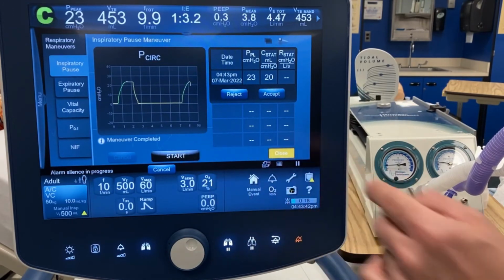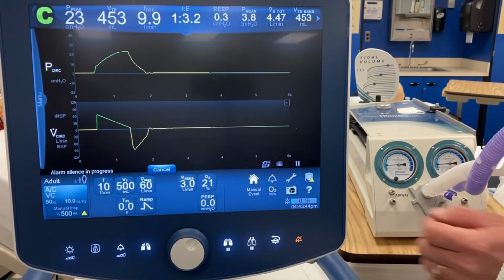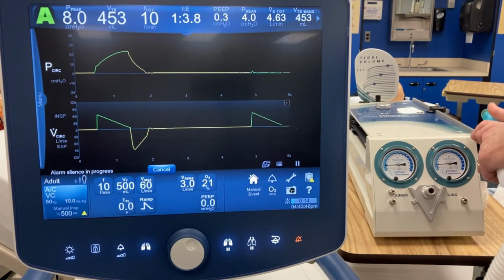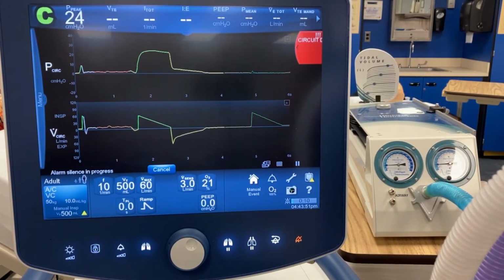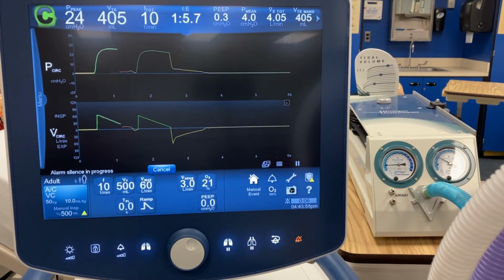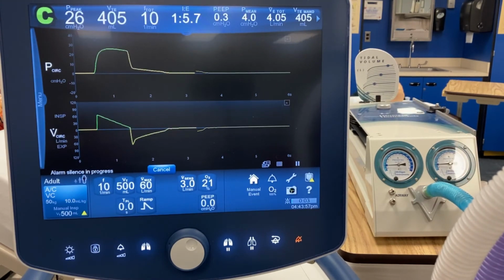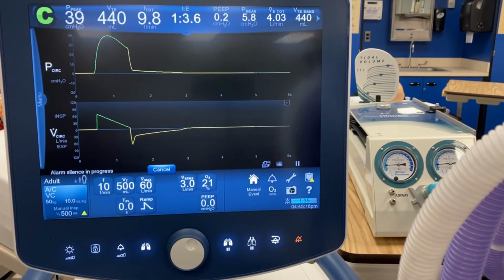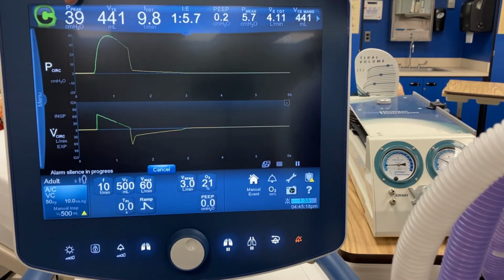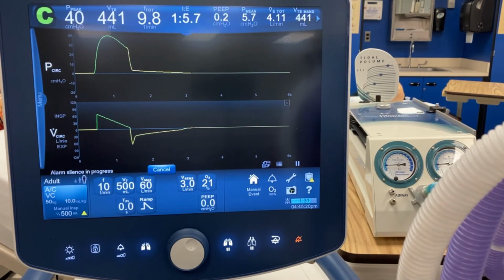Now, let's go ahead and add our resistance. All right, now that's in line. And now the ventilator is having to push through that resistance, so our peak should go up. Okay, so now I've got the resistance in there, and our peak, you can see, went up to 39, 40 because it's having to push through all that resistance.